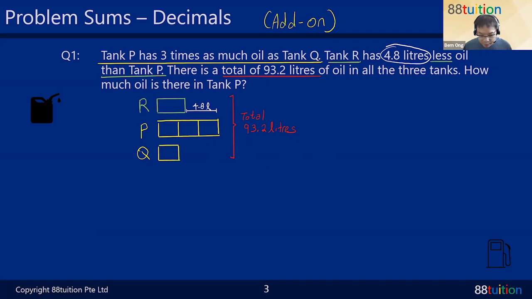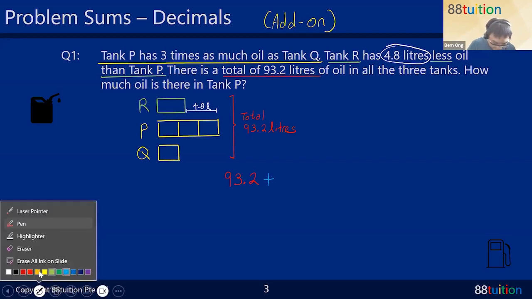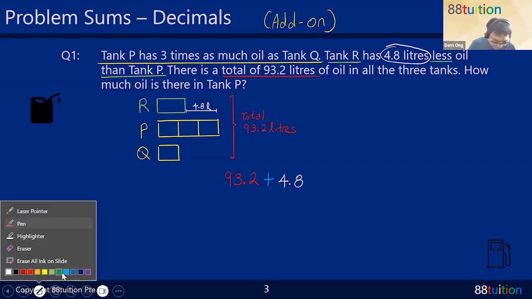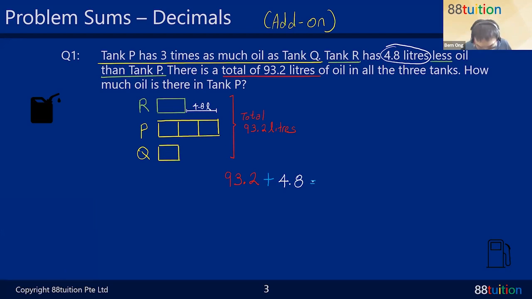Can you see that R is actually short of the 4.8? So if I purposely take my total, 93.2, and I purposely plus the 4.8, what am I trying to do? It means that I'm trying to give my R the 4.8. So actually my R is just the green color box, but I purposely plus the 4.8 so that I extend my R to have this portion coming out.